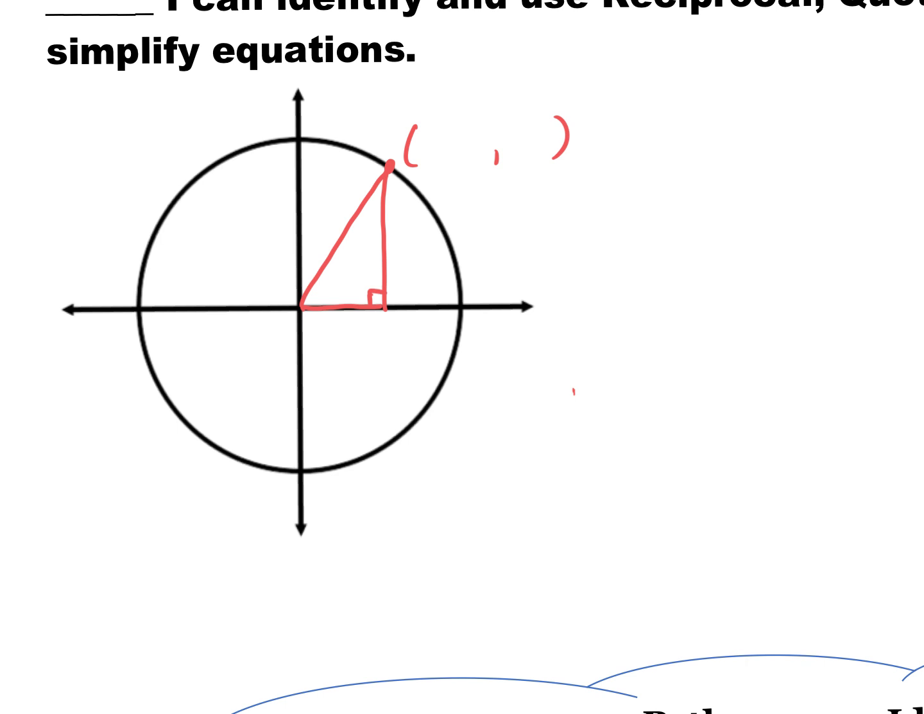Instead of X, we could say cosine, and instead of Y, we could say sine. If there's my angle, instead of saying X or Y, we could say cosine and sine, because that's just the X coordinate and the Y coordinate. That X distance on the X axis is the cosine, and that vertical Y distance is the sine. And then what's the radius of every unit circle?